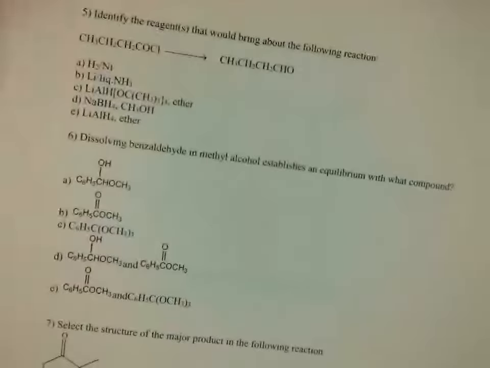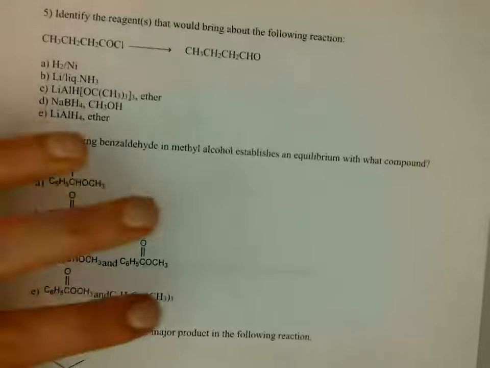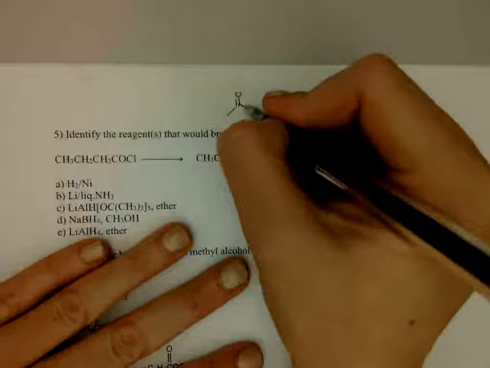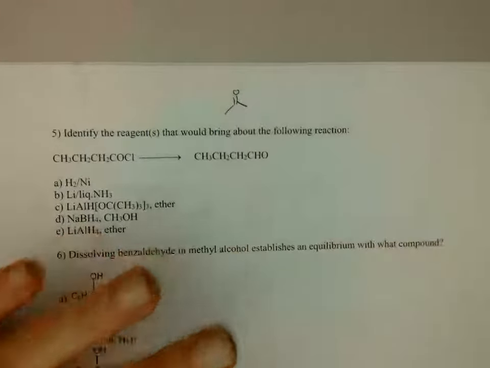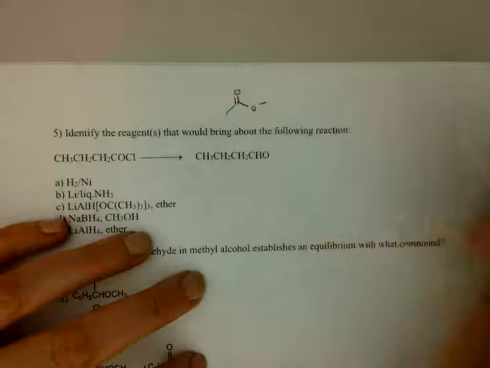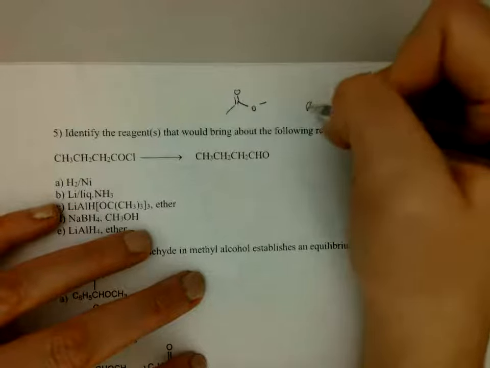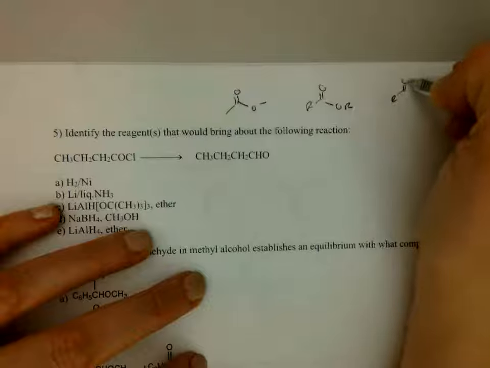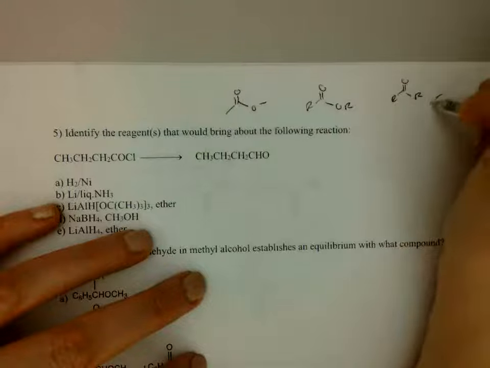Okay, identify the reagent that would be capable of bringing about the following reaction. So let's just go over, I think this will be helpful, the ease of reduction series. Let me look at my notes real quick. I always mix up the first two. So the easiest thing to reduce is a ketone or an aldehyde.